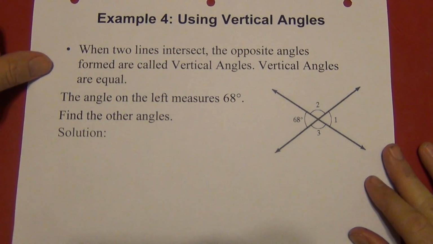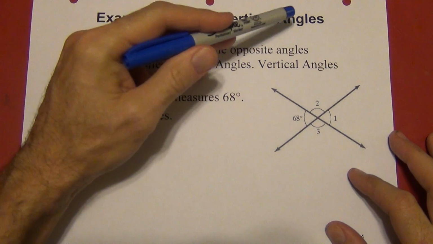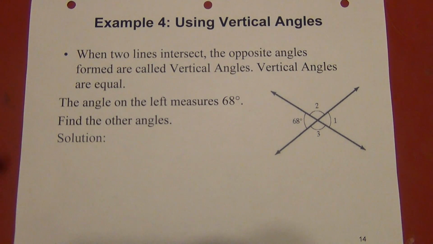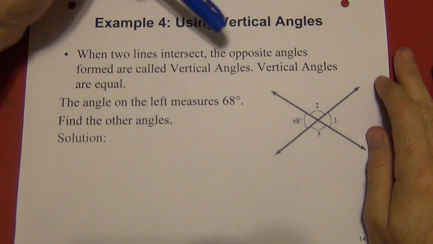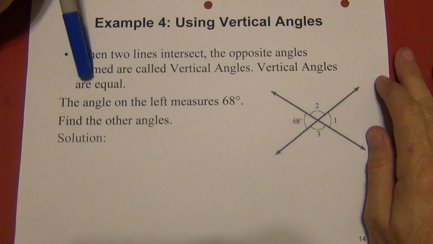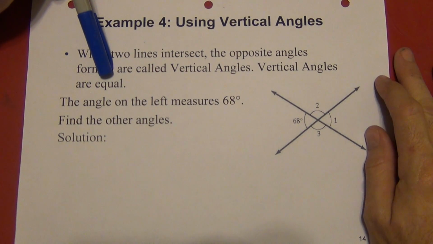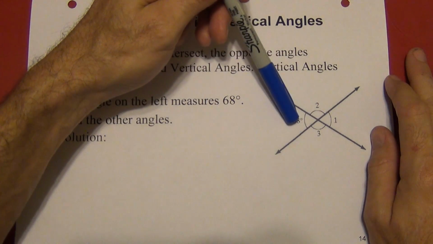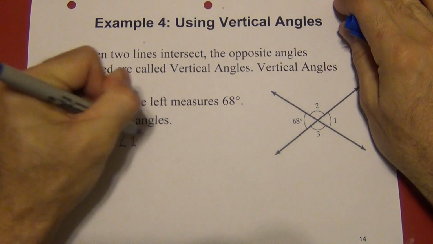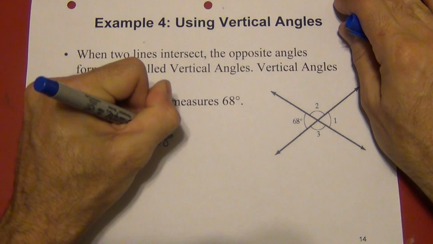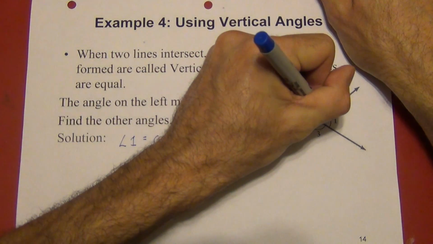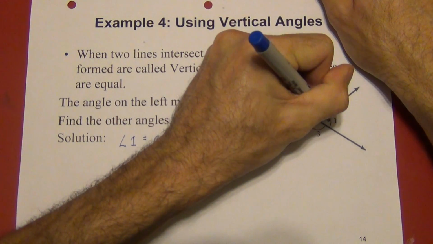This is super helpful, okay? Vertical angles will make your life so much easier. So you really want to understand this. When two lines intersect, the opposite angles formed are called vertical angles. Vertical angles are always equal. Always, always, always, always equal. So if this guy right here is 68 degrees, then angle measure number 1 is its right angle, and that's also going to be 68 degrees because they're always equal to one another. Okay? So vertical angles here are equal to each other.